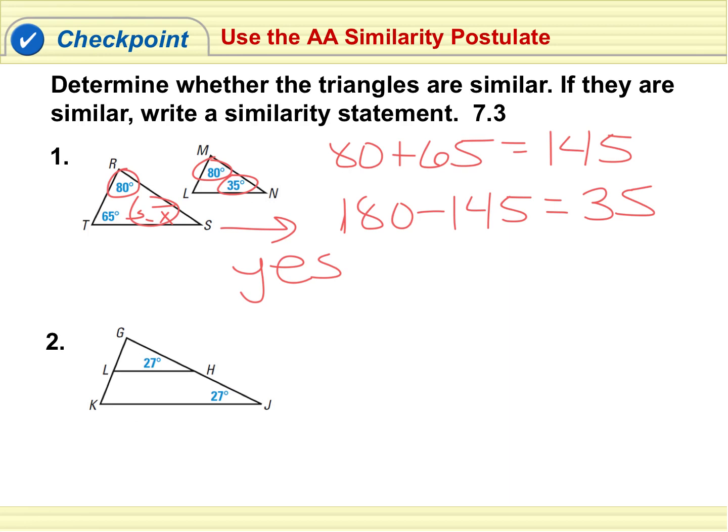Yep. On 2, do we have any right off the bat that are the same? 27. 27 we see, and then what else can we assume is the same? G. G, because it is a shared angle. Okay, so we have 2, so our answer is yes.